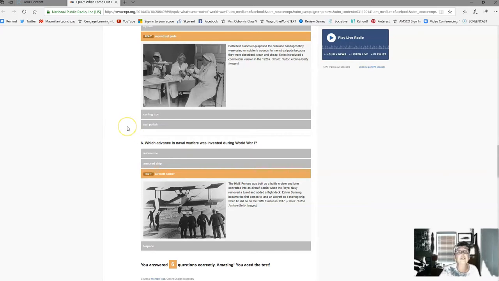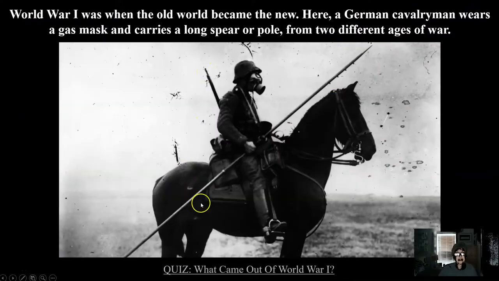Aircraft carriers will come into their own, be the horror weapon of the first part of World War II, and help us win the Pacific War in World War II. So that's kind of interesting that you have that. So I'm going to go back down to that.